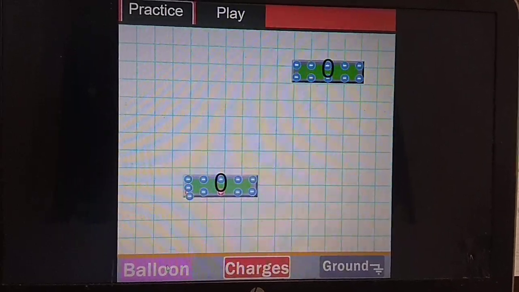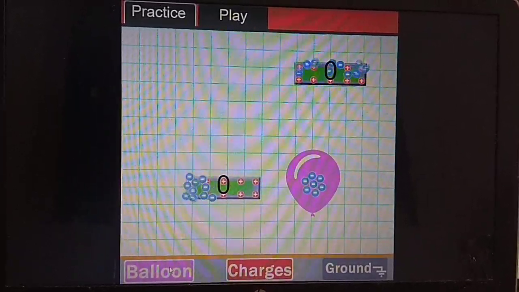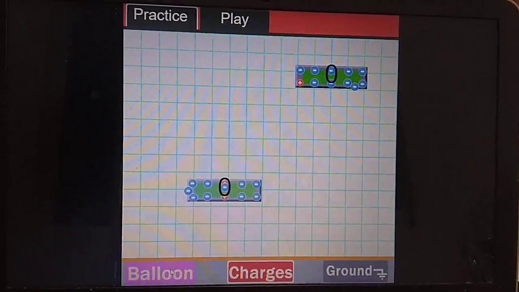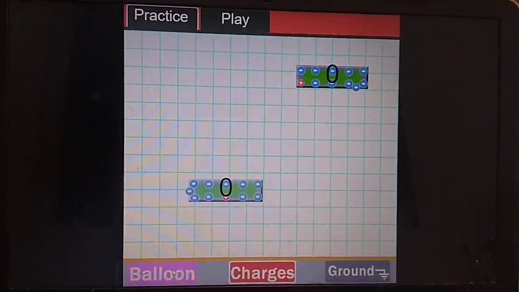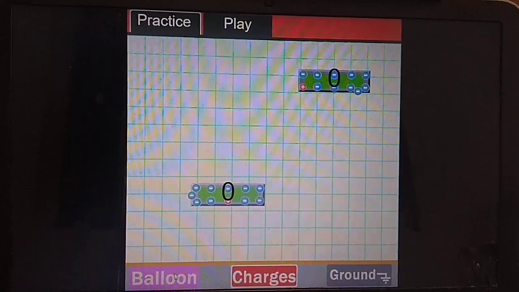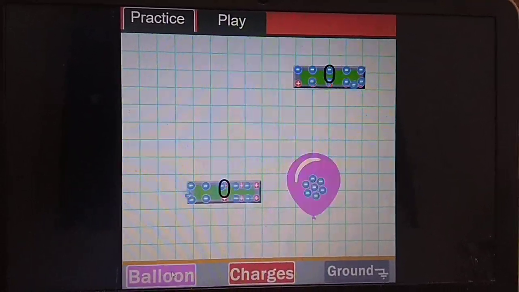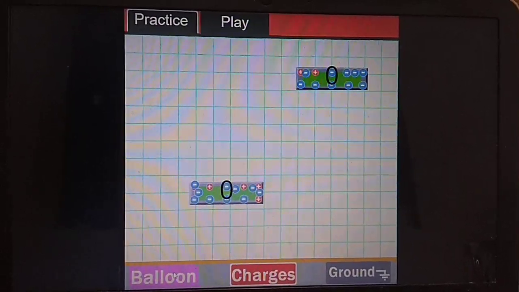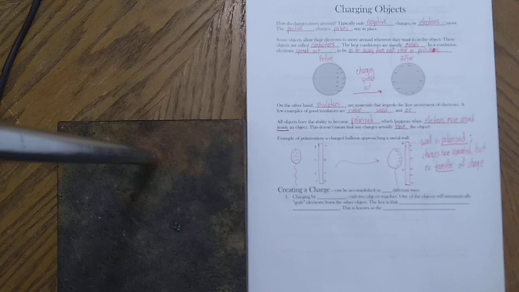If I bring the balloon back, we get polarization again, okay? This is the idea with polarization. We're not giving any more charges to either object. All we're doing is simply moving the charges within the object, creating specific positive and negative halves. That's what polarization is. I've got one more thing to talk about in this video, and that would be how we create a charge.